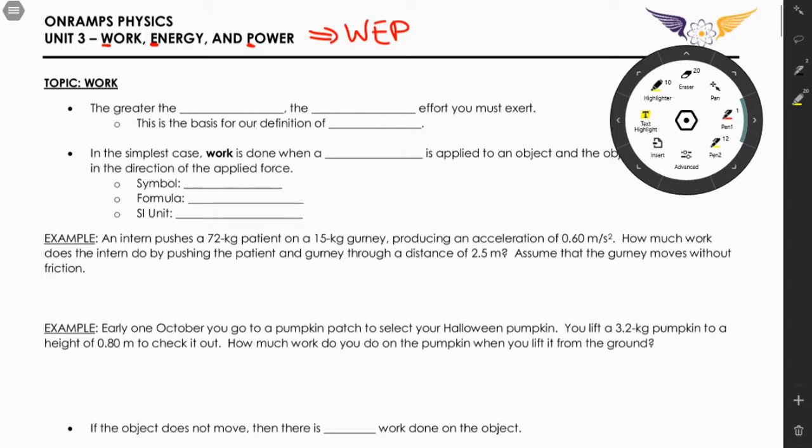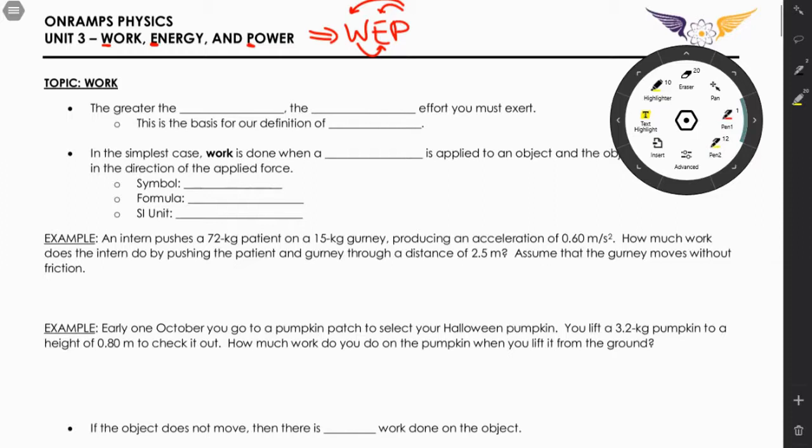Okay, and it's a progression. So we start talking about work, then we talk about its relationship to energy, and then power is actually related to both of these. Okay, and so we start way at the beginning. All right, so the first thing we're going to talk about here is work.